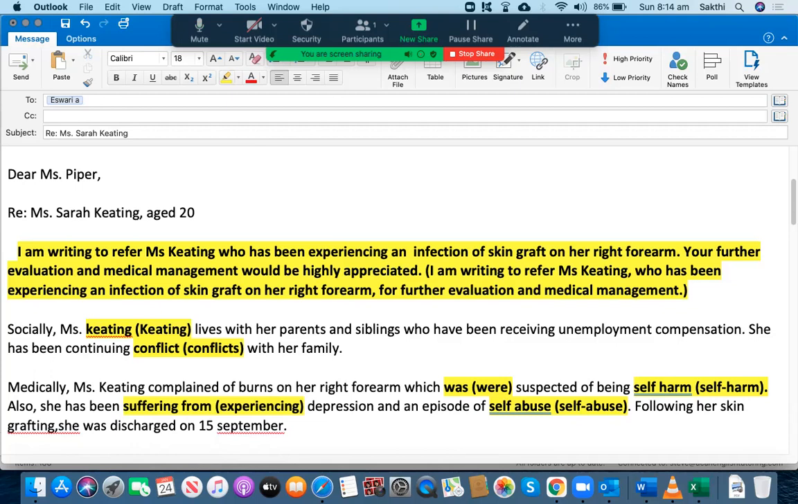Following her skin grafting, she was discharged on 15 September. So for all the months, whenever you write any month, you have to write down the capital letter in the beginning. So September must be the capital letter in this case. Okay, the use of capital and small letters appropriately helps a lot. You need to be really careful about that.